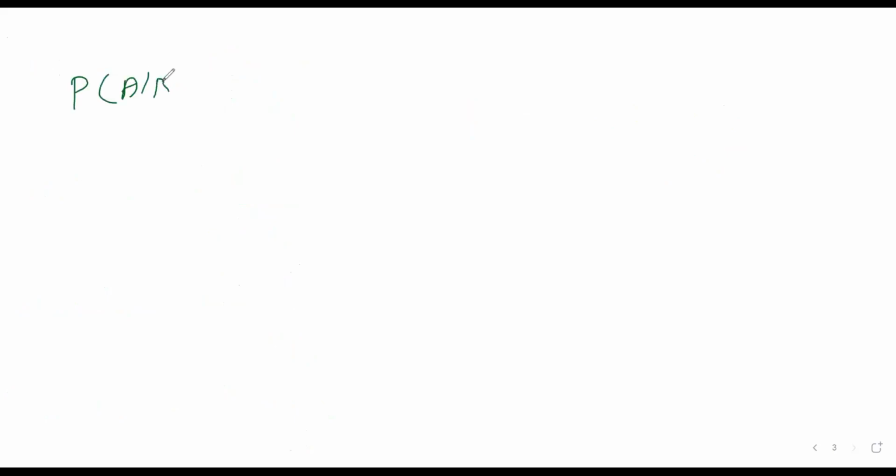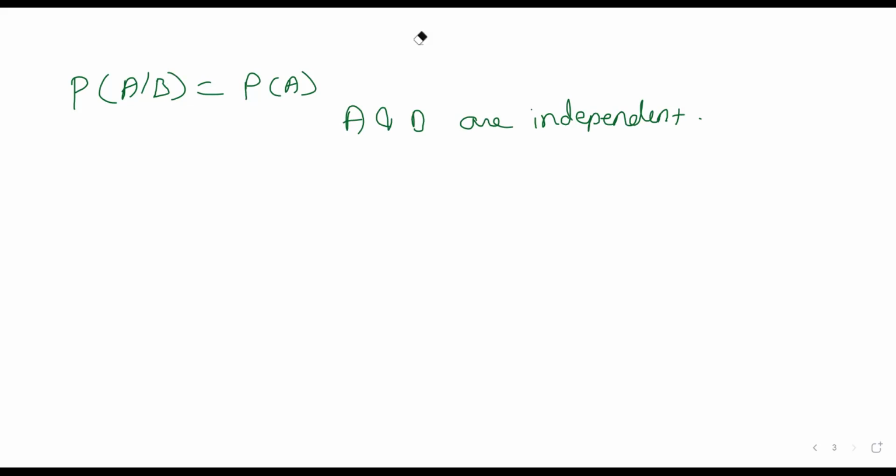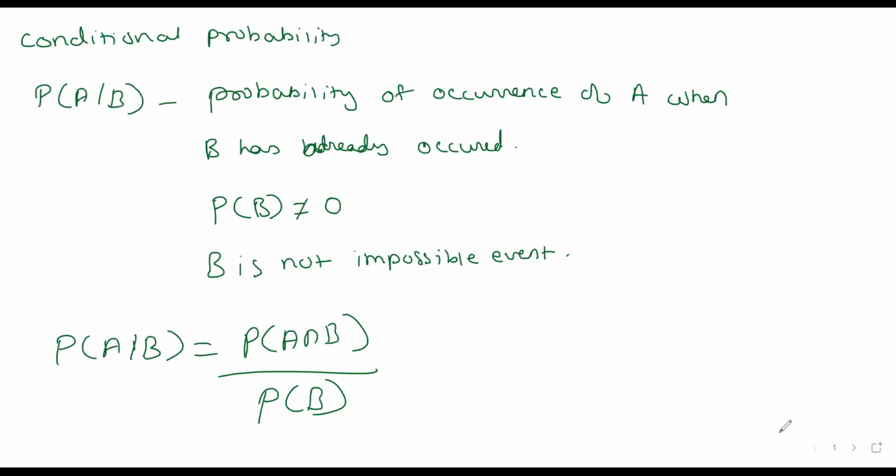If P of A by B is equals to P of A, then A and B are independent. अगर ये केस है तो P of A और B क्या है? Independent है. Okay? These are all very important formulas.